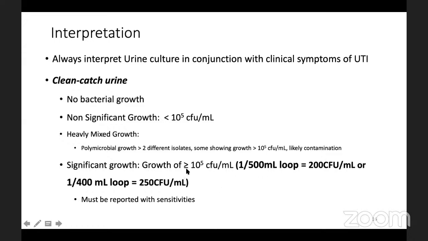So this 0.002 mil, you used to pick the urine, but it says that for urine to be significant, it should be 100,000 per mil. So if 1 mil is giving us 100,000 colony forming units, then with your 1 on 500 loop, you're expecting a growth of 200 colony forming units. Or with your 1 in 400 loop, you're expecting a growth of 250 colony forming units as significant growth. And this must be reported with the AST.